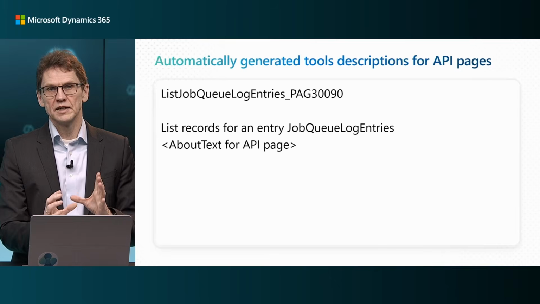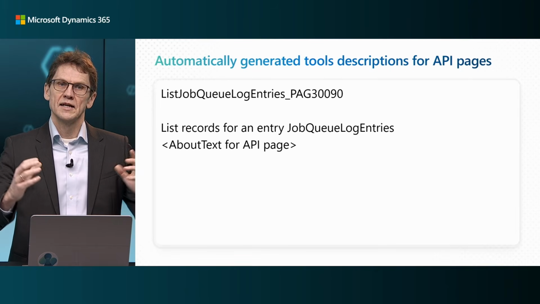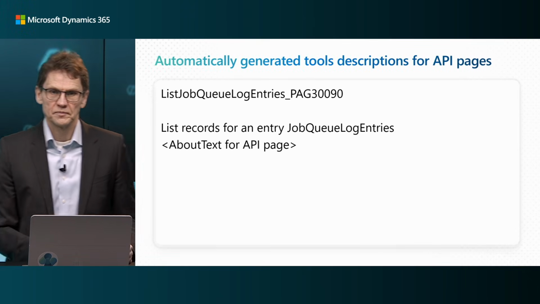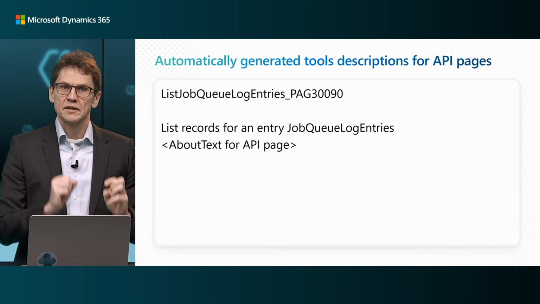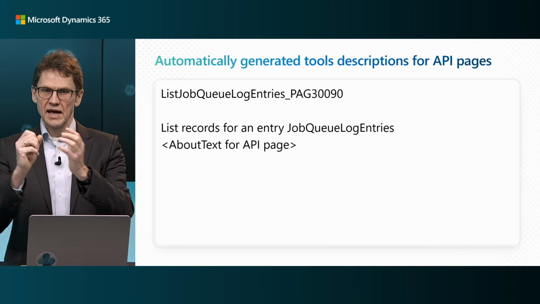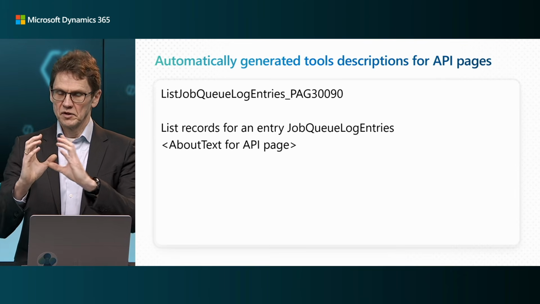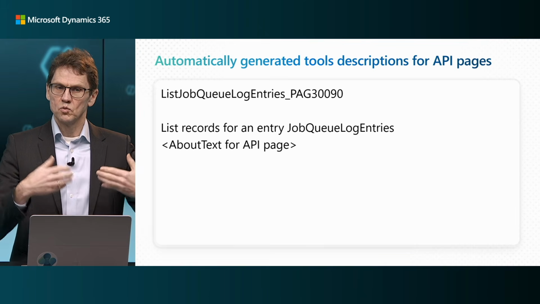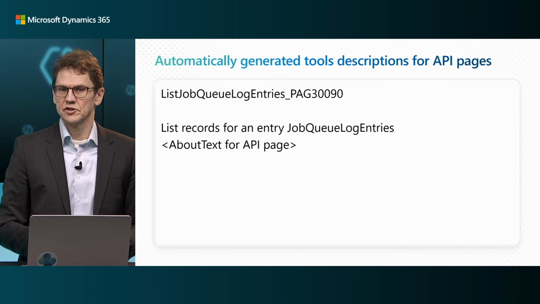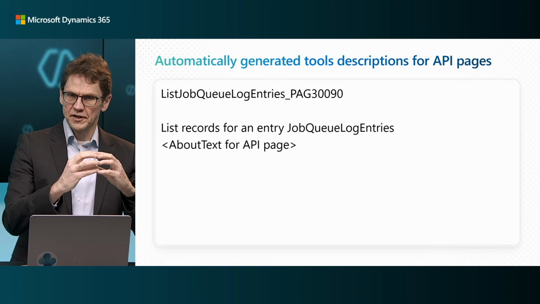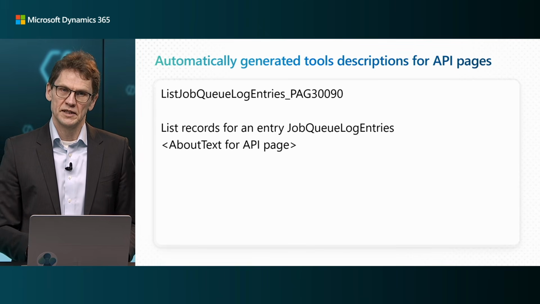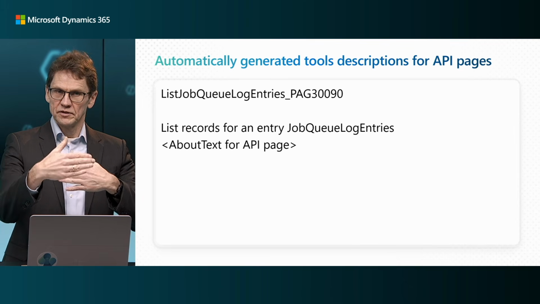Now, you saw earlier that there were some tool descriptions for the API pages when you had the specific configuration. When you list the tools, you will see a name. This name needs to be unique, which is why we have appended the object type and the ID. Then the first part basically states what this tool is doing, in this case, list job queue log entries. And then there is a description of it, and it also includes the about text for an API page. This is what you get in the original list.